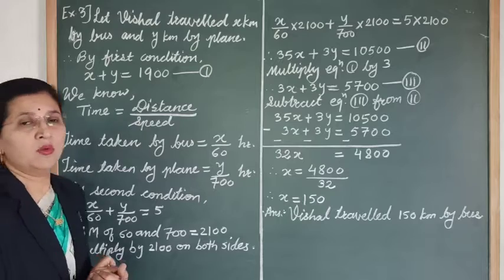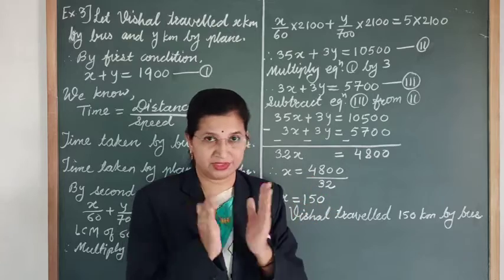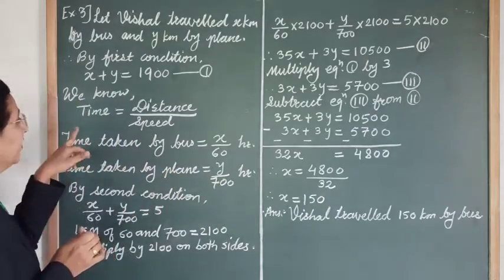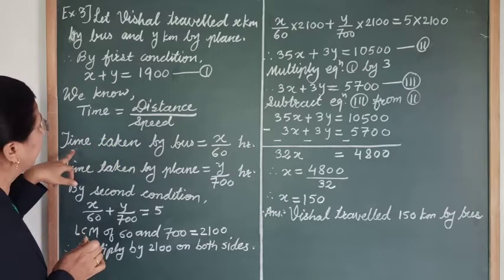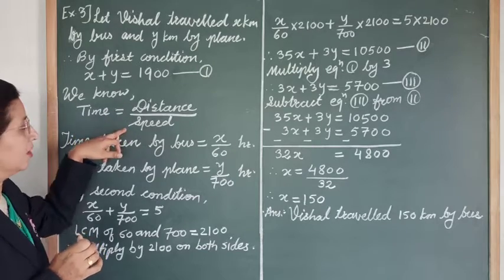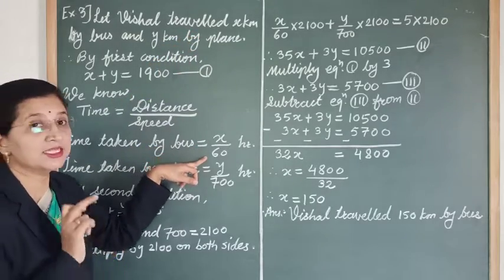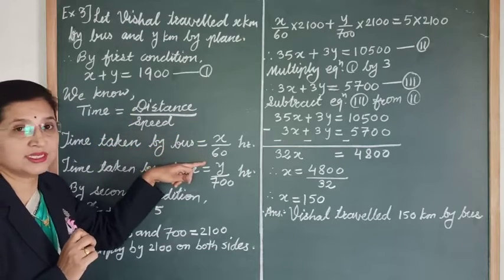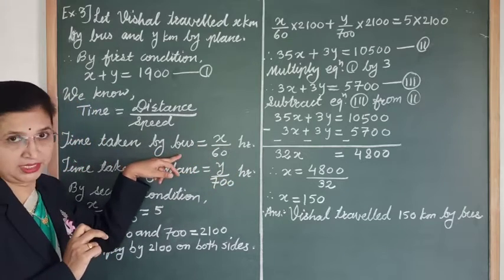Now the second condition. What is the second condition? He takes 5 hours to complete this distance. So here the total time is given. That's why here we know the formula, that is time is equal to distance upon speed. So time taken by bus: time is equal to distance upon speed. By bus, distance is x kilometers and its speed is 60. That's why distance upon speed, that is x upon 60 hours, is the time required by the bus.